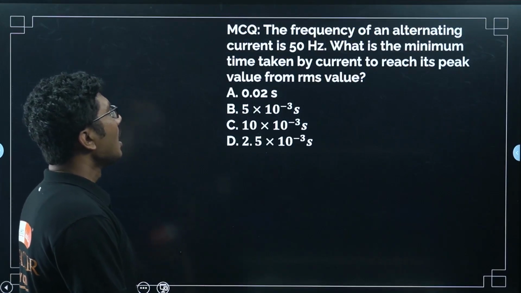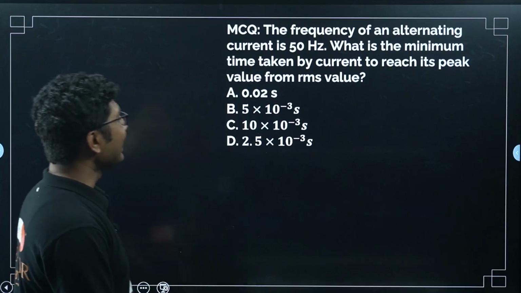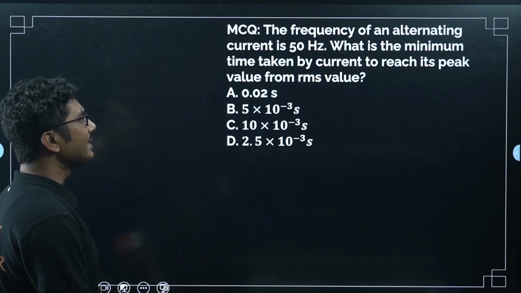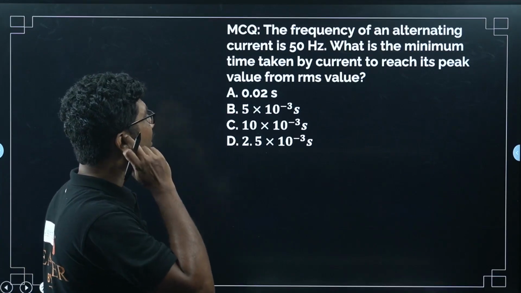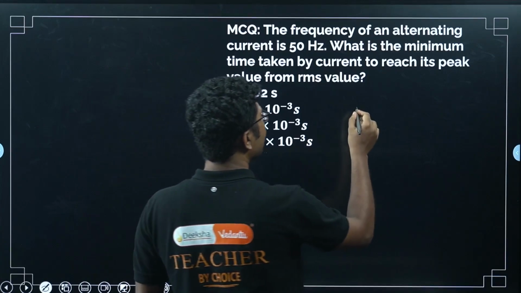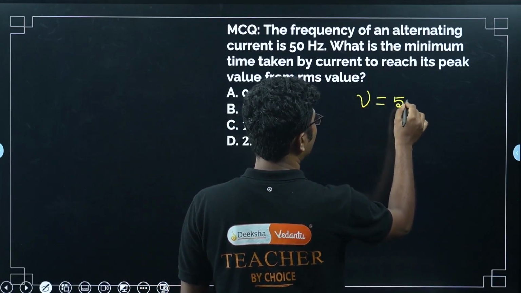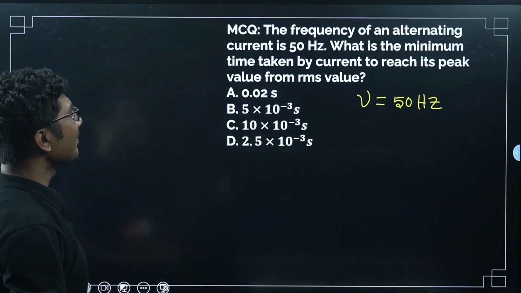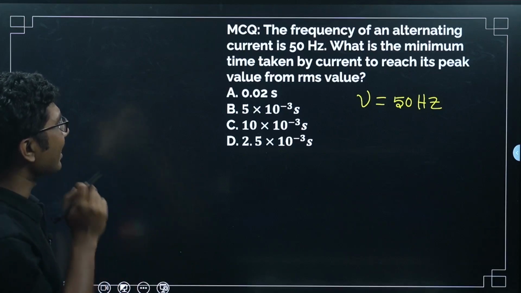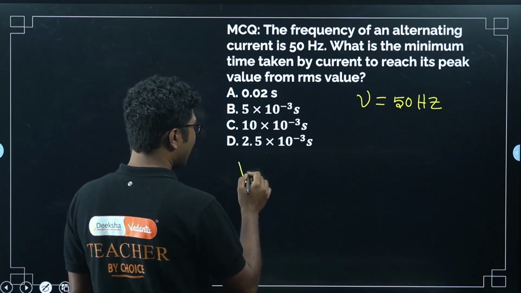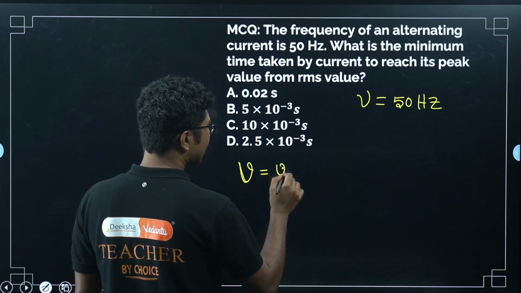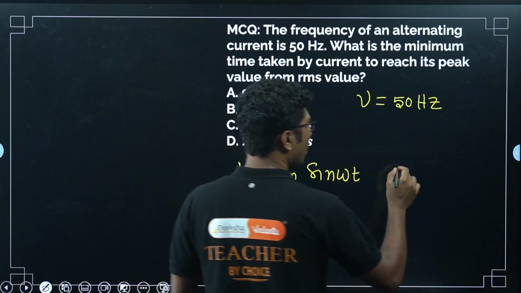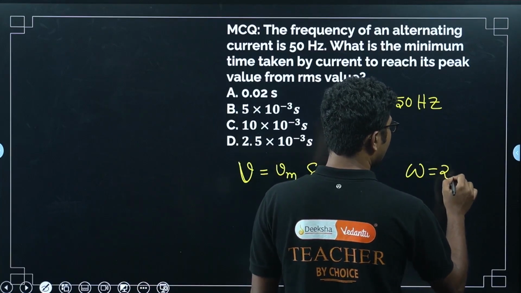The frequency of an alternating current is 50 Hz. What is the minimum time taken by the current to reach its peak value from the RMS value? So the frequency, nu, is given as 50 Hz, and they have asked what is the minimum time taken by the current to reach its peak value from the RMS value. We know that V is equal to V max times sin omega t, and omega is 2 pi nu.